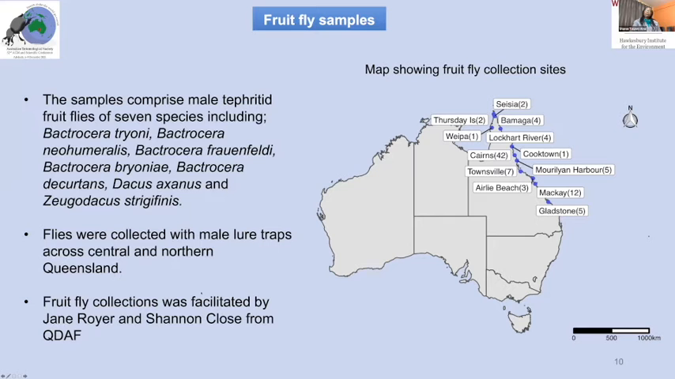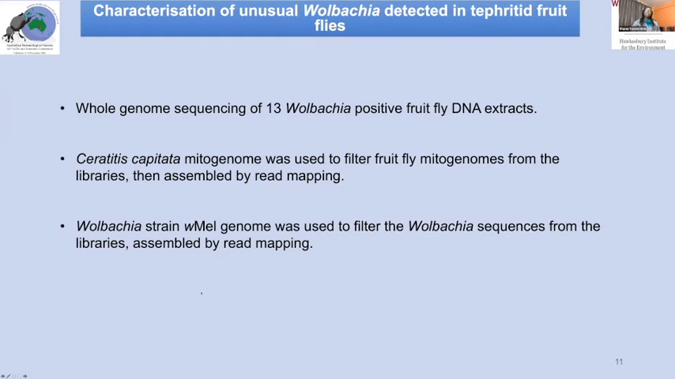For the first part of our experiment, we wanted to characterize these unusual Wolbachia infections that were detected in tephritid fruit flies. To do this, we used 13 Wolbachia-positive fruit fly DNA extracts. With these sequences, we used the C. capitata mitogenome to filter, and first of all to just check the quality of our sequences. We just wanted to see the fly mitogenome.